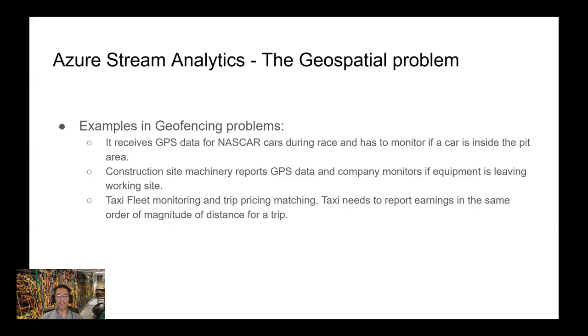The last one is taxi fleet monitoring. They want to do price matching, and by that I mean they have the total earnings of the taxi versus how much the taxi is running through the city. They have some percentage that is acceptable because sometimes the taxi has to reposition itself for better trips. It has to put gas, so they want to keep a look on that.